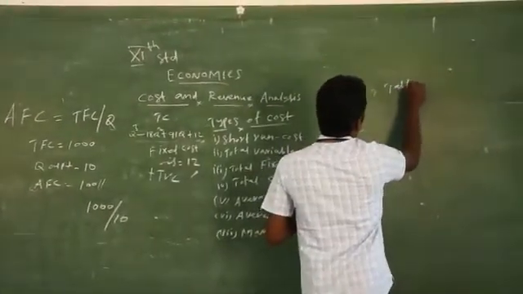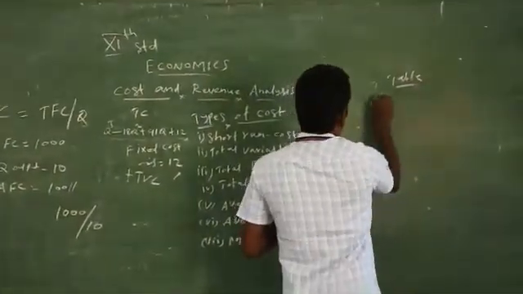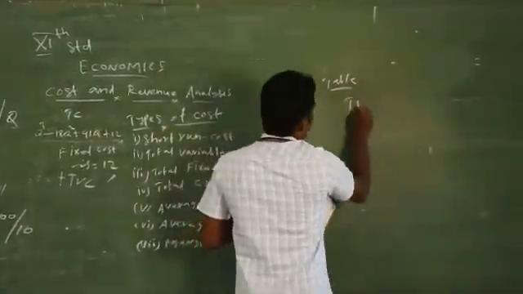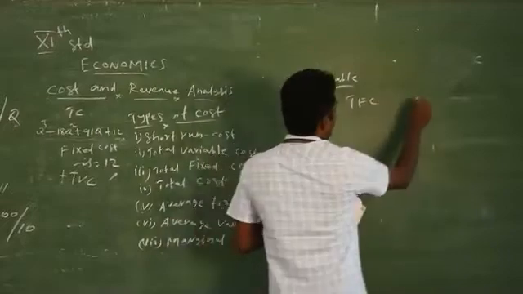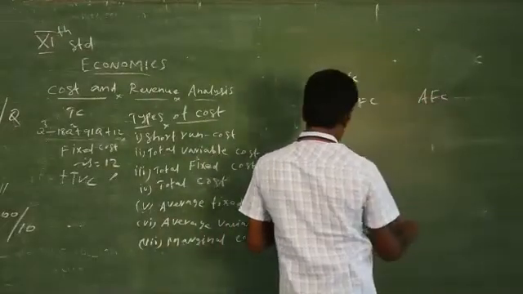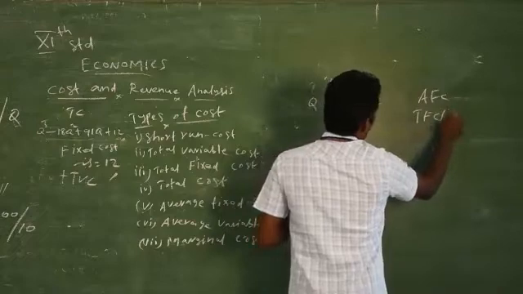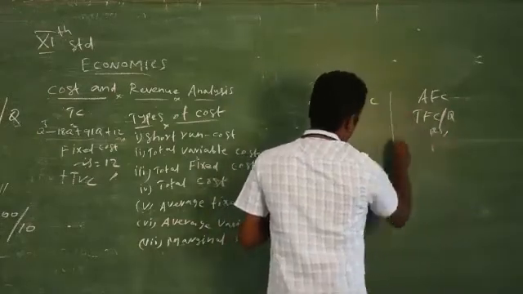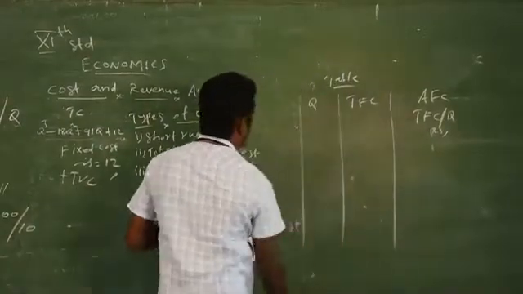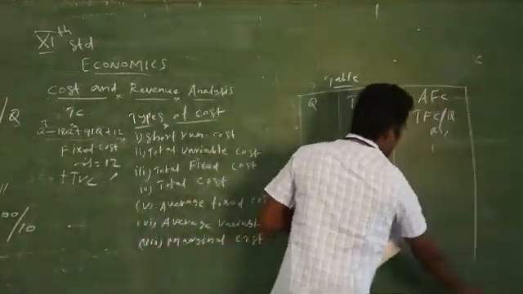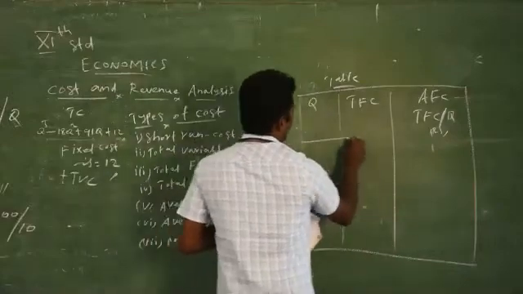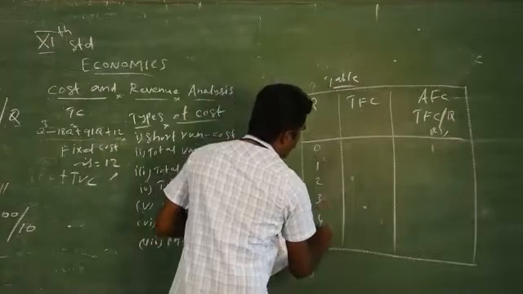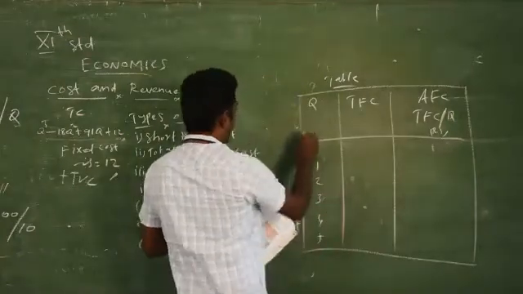First I write the table. Quantity, the TFC, the AFC. But TFC divided by Q, I already told you. It is in rupees. How can we calculate the average fixed cost? Okay. 0, 1, 2, 3, 4, 5. It is the quantity in units.